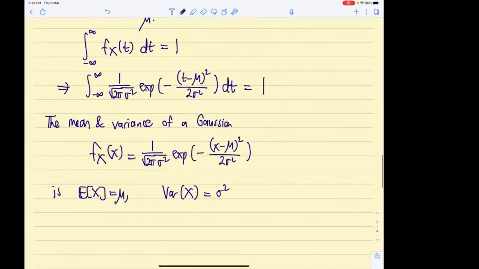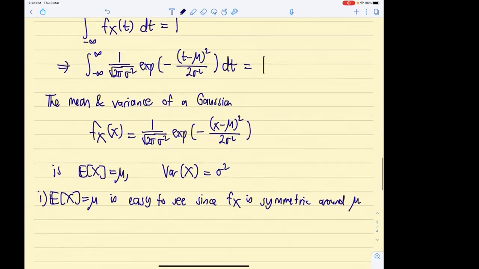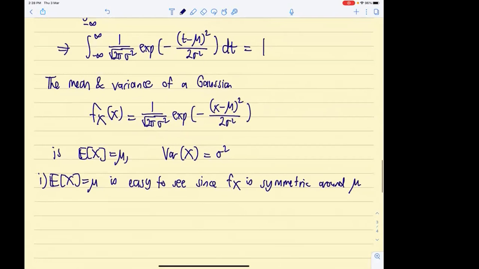Okay, so just a remark. The fact that the expectation value of x is equal to mu is easy to see after some time, since f(x) is symmetric around mu. So there's no other choice. The variance, however, is a little bit more involved, and the steps that I go through now are going to be a bit difficult for you. So don't worry if you don't internalize everything; you have to go home to try to internalize it, all right?